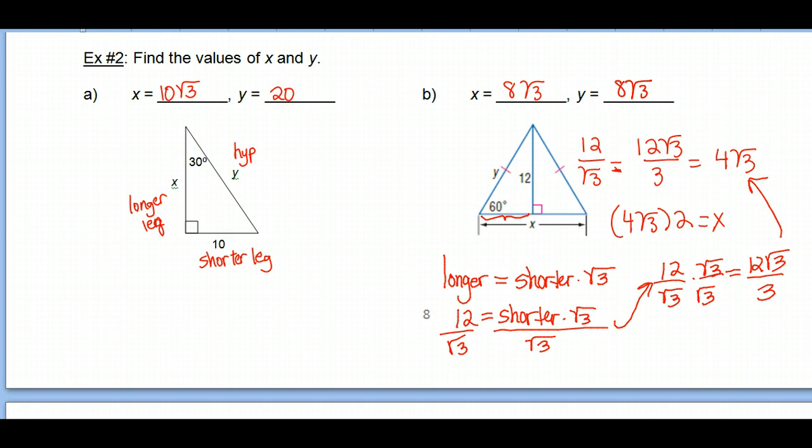Which reduces to 4 root 3. Now that's just this part right here. This is 4 root 3. Well, what happens when I double that to find x? 8 root 3. And this is an equilateral triangle, so y is also 8 root 3. Questions? Did that clear that up?